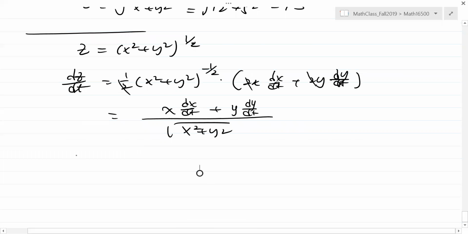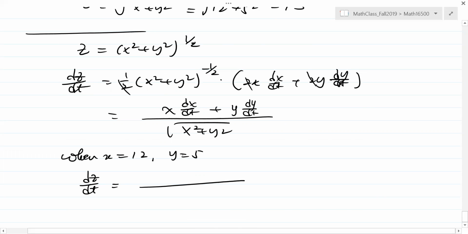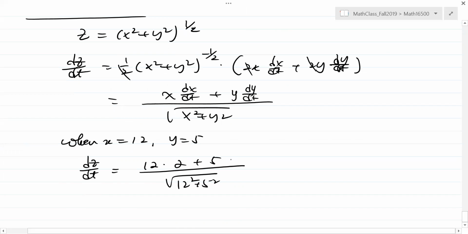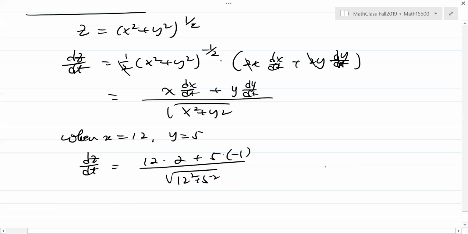So now, when x equals 12, y equals 5, at that moment, the square root becomes 12 squared plus 5 squared, 13. Here's 12. What is dx/dt? dx/dt is going to be 2, and the 5, and dy/dt, the derivative of y with respect to t, is -1. So simplify, it's going to be over 13, 24 minus 5. So it's going to be 19 over 13. That's meters per minute.